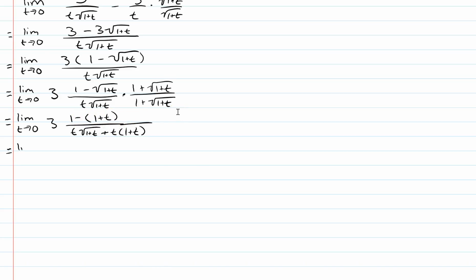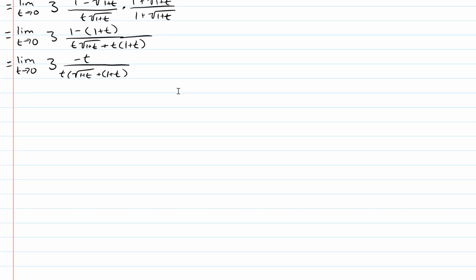All right, so I get the limit as t goes to 0 of 3. If I simplify, I get 1 minus 1 minus t. The 1 minus 1 goes away. That leaves me with a negative t on top. Then on the bottom, if I factor out the t, I'm going to end up with the square root of 1 plus t plus 1 plus t on the bottom. All right, so this is starting to look like something that I might be able to simplify and plug a 0 into. All right, so this t, I can actually cancel the t's.